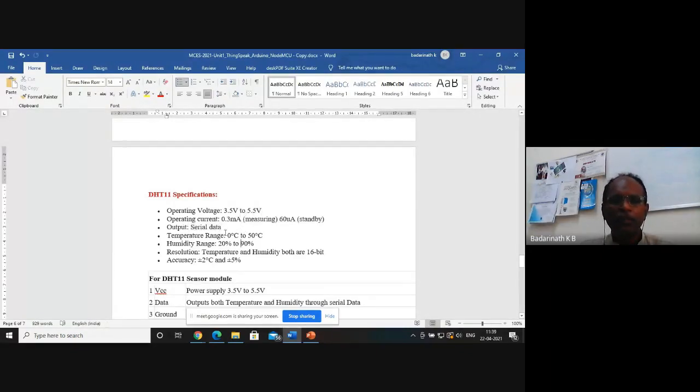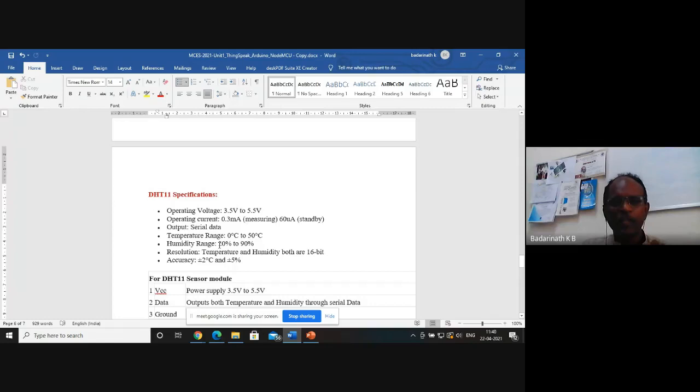The temperature range you can measure is 0 to 50 degrees centigrade. Unlike the LM35, which can measure a larger range, this is limited to 0 to 50 degrees centigrade. For normal applications like greenhouses and weather monitors, it's good enough. If you require more range, then go for the similar sensor, the DHT22. It gives a little larger range.